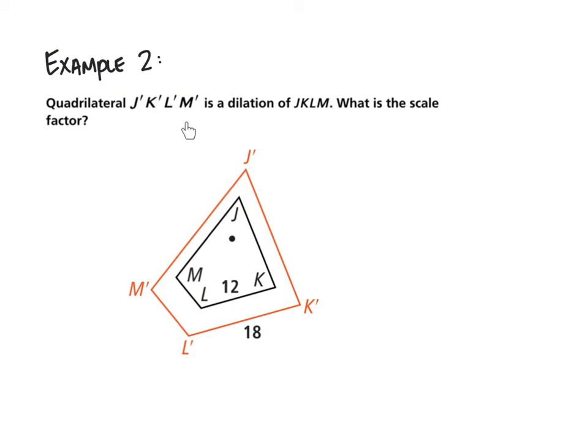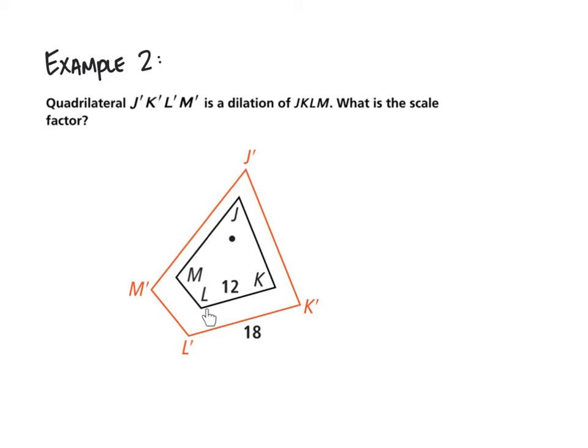Our second example here shows us another dilation. J prime, K prime, L prime, M prime is a dilation of JKLM. So we started with the black figure, we dilated it, ended up with the red figure here. And the question is, this dot here is just the center of dilation. The question is, what's the scale factor?